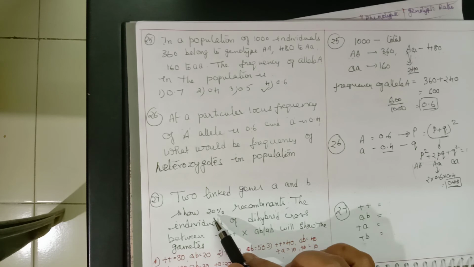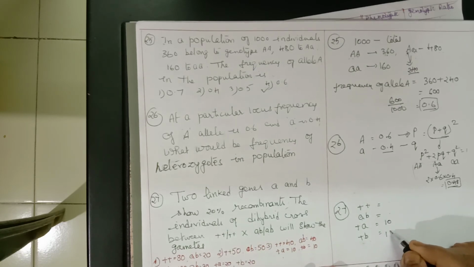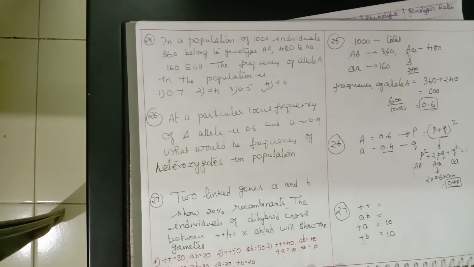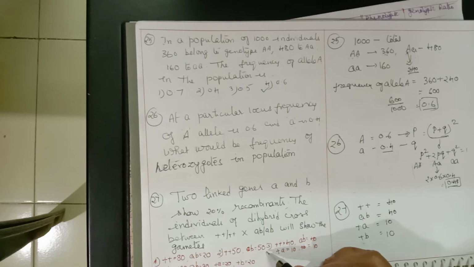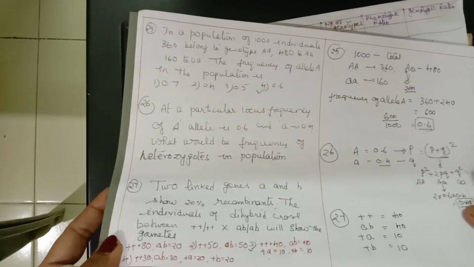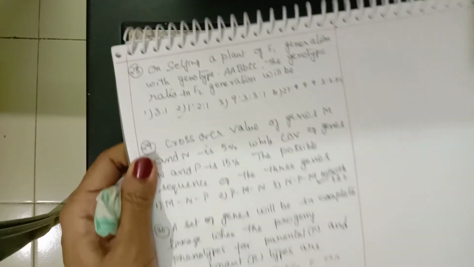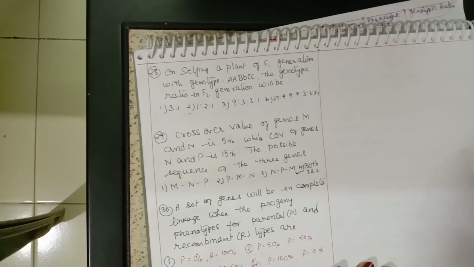So recombinants together are 20%, so each one we take as 10. 10 and 10 makes 20. What is remaining? 80. So parental will be 40 each. So the third option will be the correct option here, based on the percentages given. Okay, now the last few questions are left.